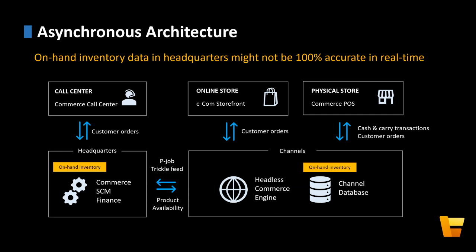For example, if some items are sold out through cash and carry transactions created in the physical store, but the transactions have not yet been synced back to headquarters through the P job, then headquarters won't immediately have the information about related inventory changes for that sale. And conversely, until the product availability job is run, the channel databases won't have the latest headquarters on-hand inventory snapshot.